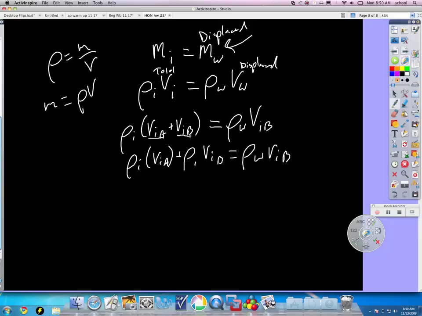So I'm going to move this over to here. I get the density of the ice times the volume of ice above water is equal to the density of water times the volume of ice below the water, minus the density of ice times the volume of ice below. So that means the volume of ice below is equal to the volume of ice above times the density of ice over the density of water minus the density of ice.